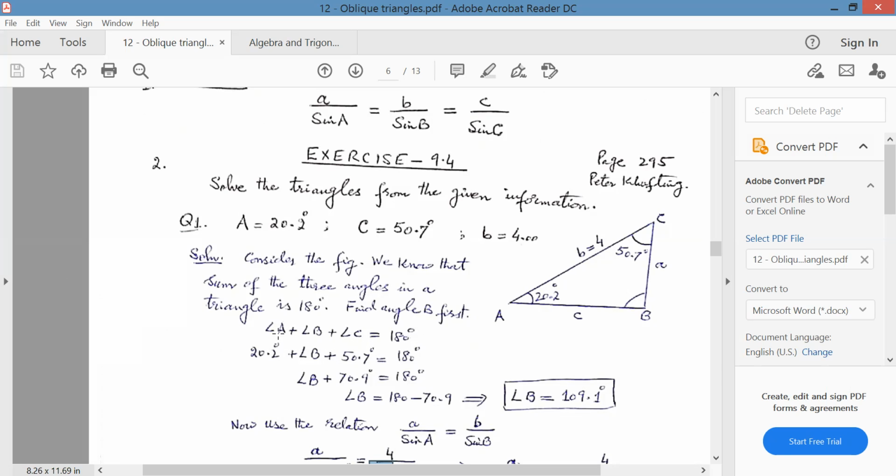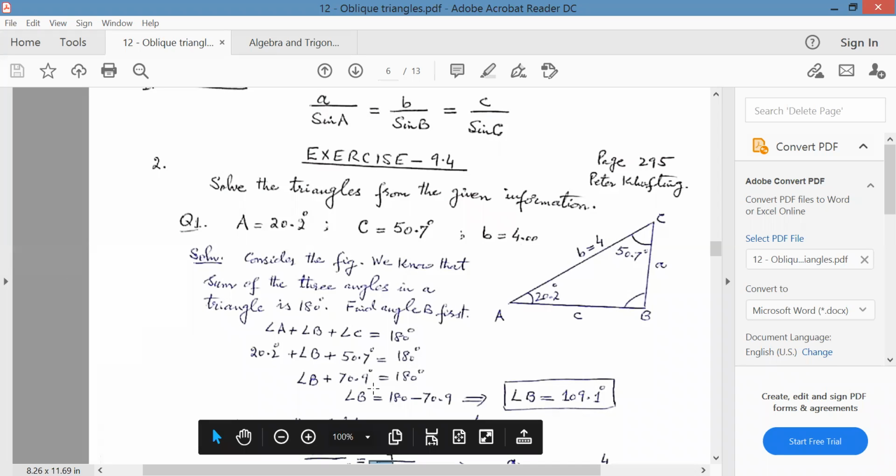Substitute the value of the known angles. Angle A is 20.2 degrees. Angle B you need to find, so let it be as it is. And for angle C, the value is given, 50.7, equals 180 degrees. Okay, you sum up. This is 70.9 degrees. Shift it to the right side, then subtract it. You will get angle B as 109.1 degrees. Okay, this is the value of angle B, 109.1 degrees.